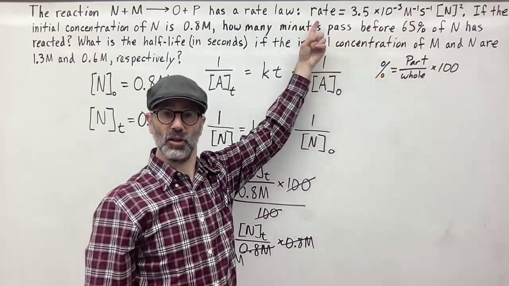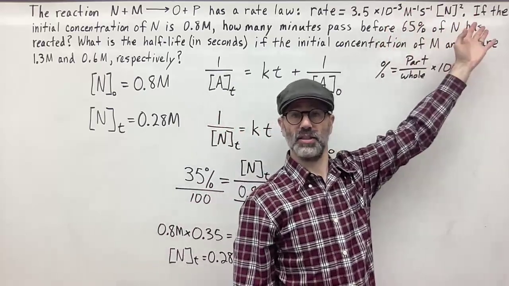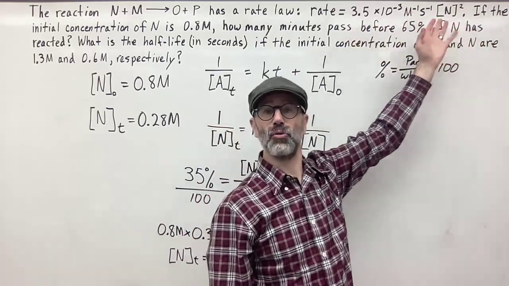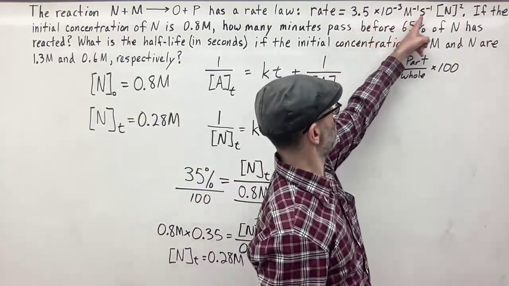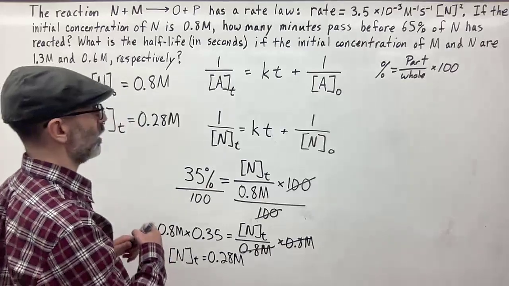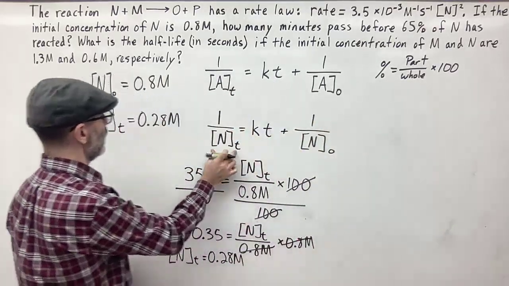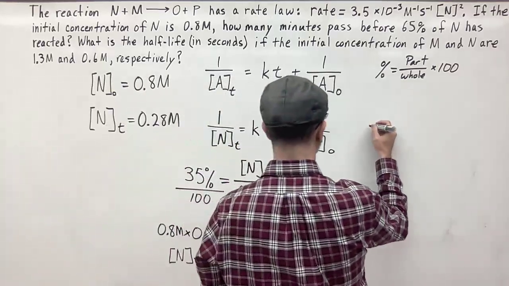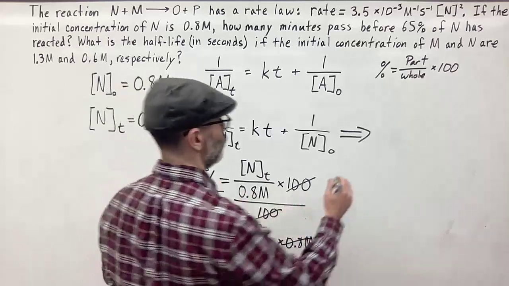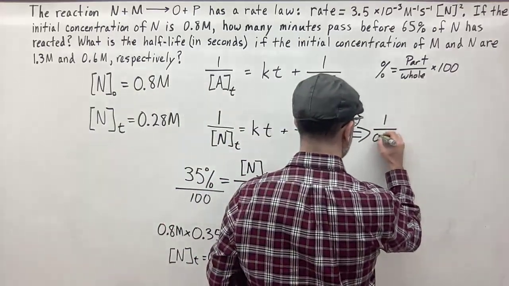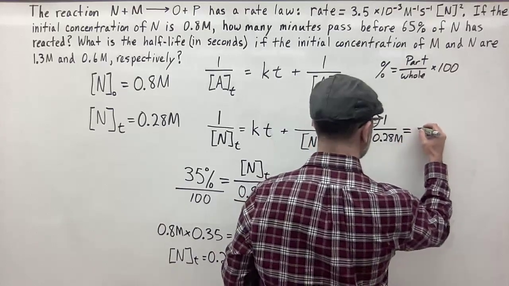Now we can take this number here, this number is k. Remember, the rate law is the rate equals k times the concentrations of the substances that are affecting the rate raised to their respective powers. So this number here has to be k. So we can plug that in. We can have 1 over N_t, and N_t is 0.28 molar. So we'll go ahead and substitute in. This will be 1 over 0.28 molar is equal to k.